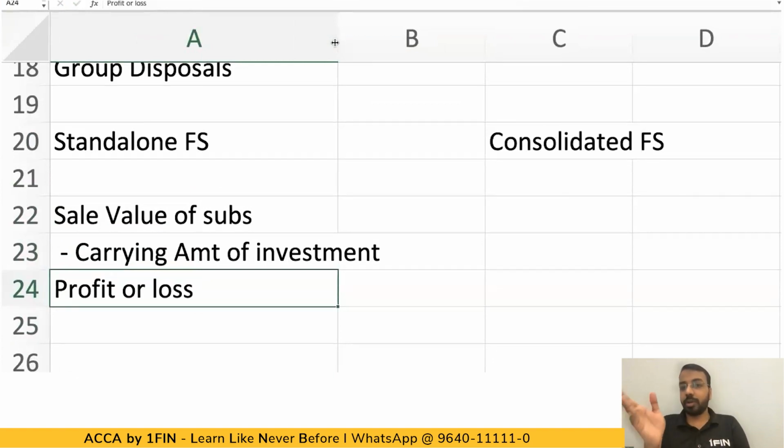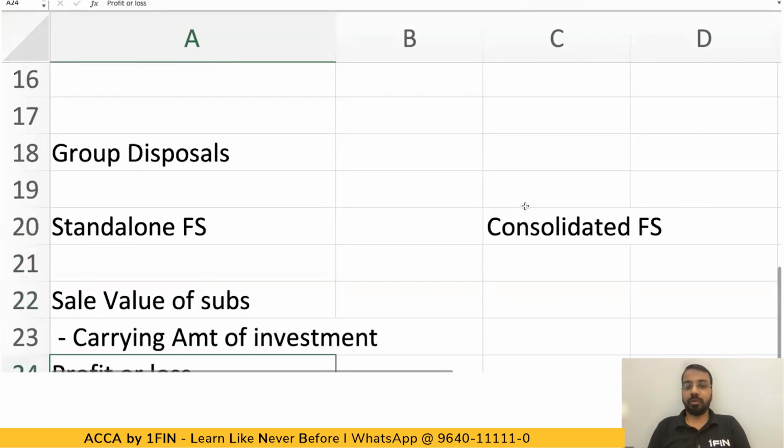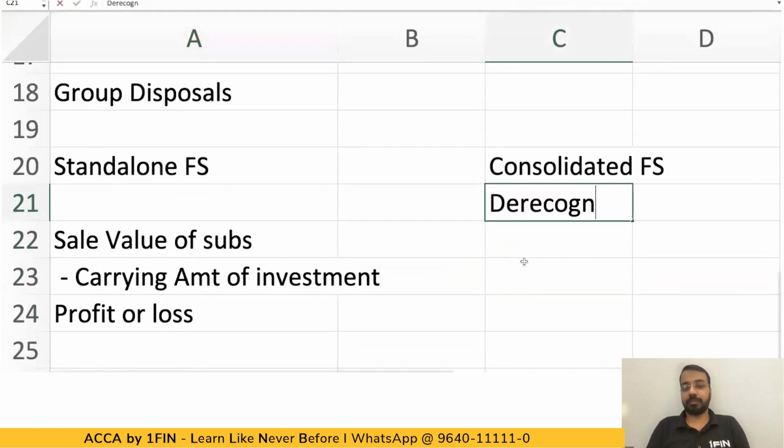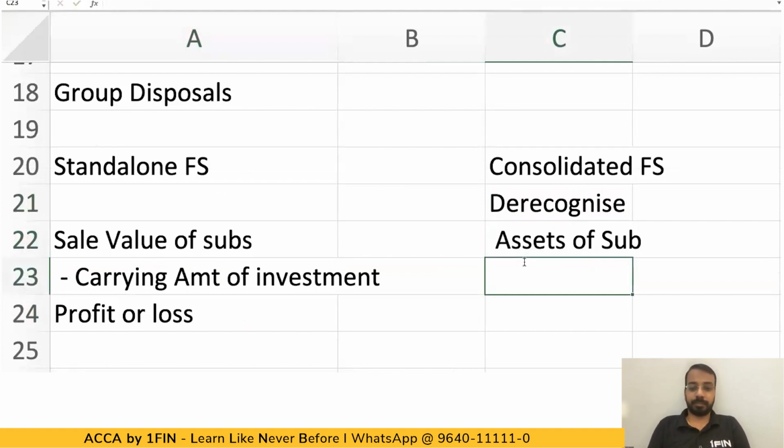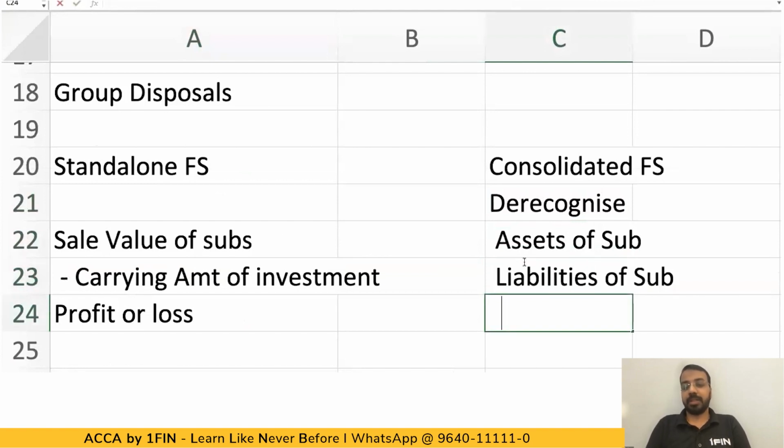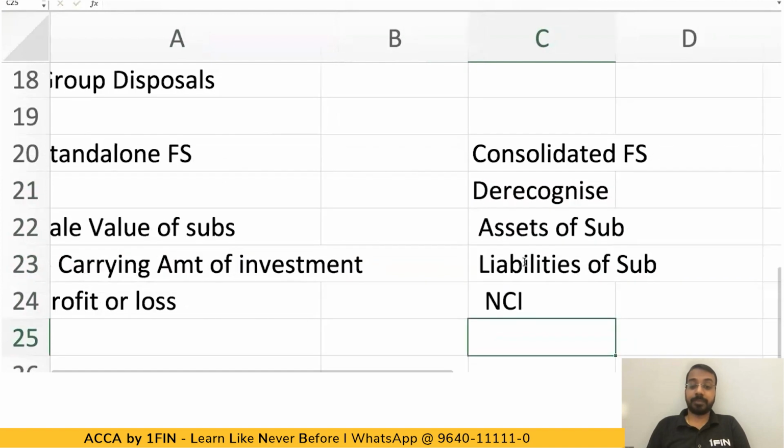Now, what do we do in the consolidated financial statement? Here you have to be extra careful. When we consolidate a balance sheet, we take all the assets, we take all the liabilities of the subsidiary, we take NCI, we take goodwill and we show that in the balance sheet. Now, when there is a sale of a subsidiary, what happens is you have to remove or de-recognize in the consolidated financial statement the assets of the subsidiary, liabilities of the subsidiary, NCI, and assets including your goodwill.